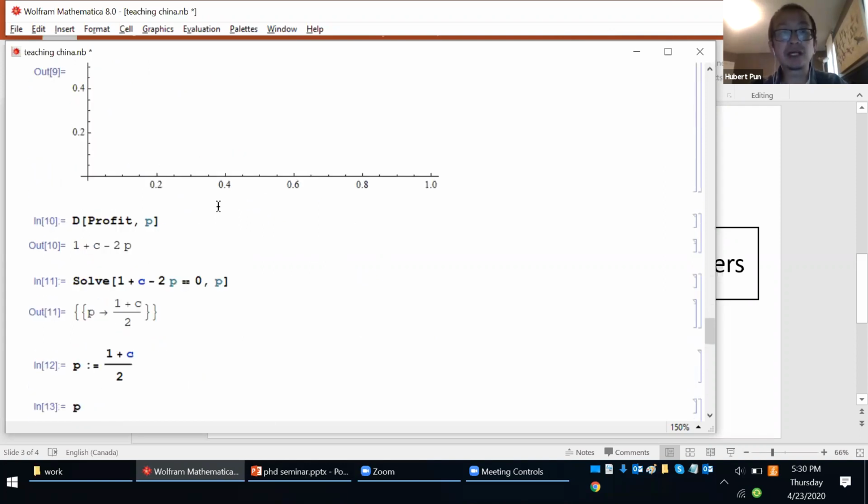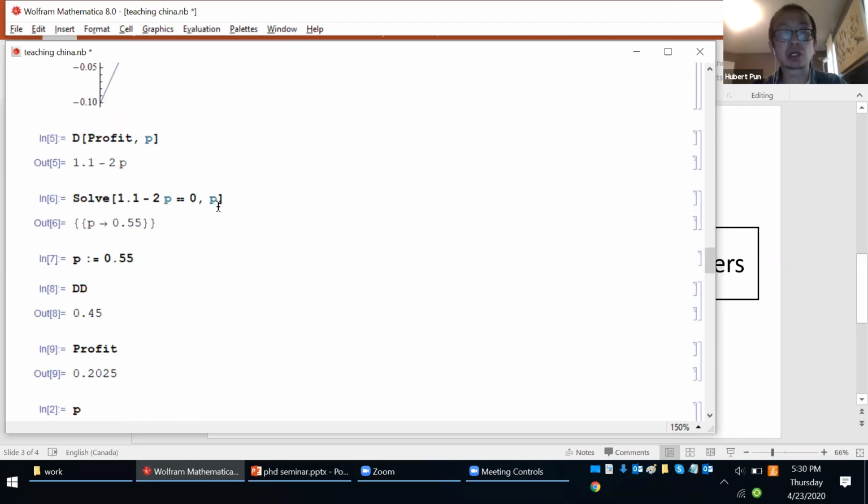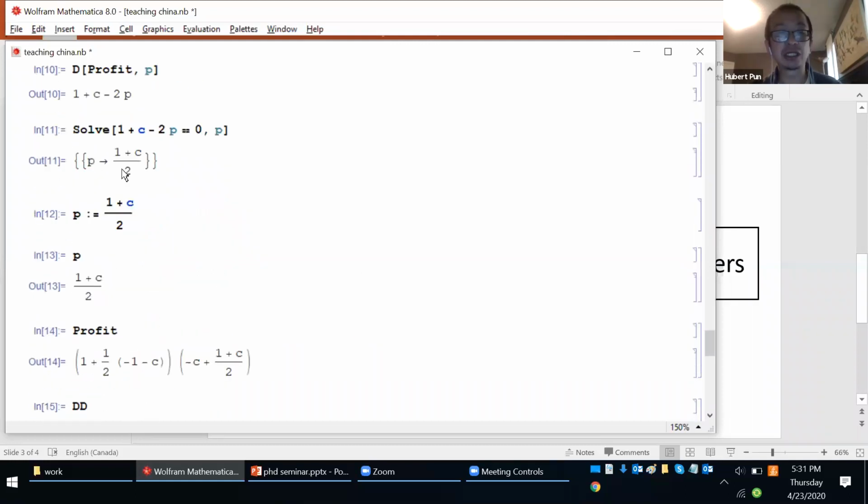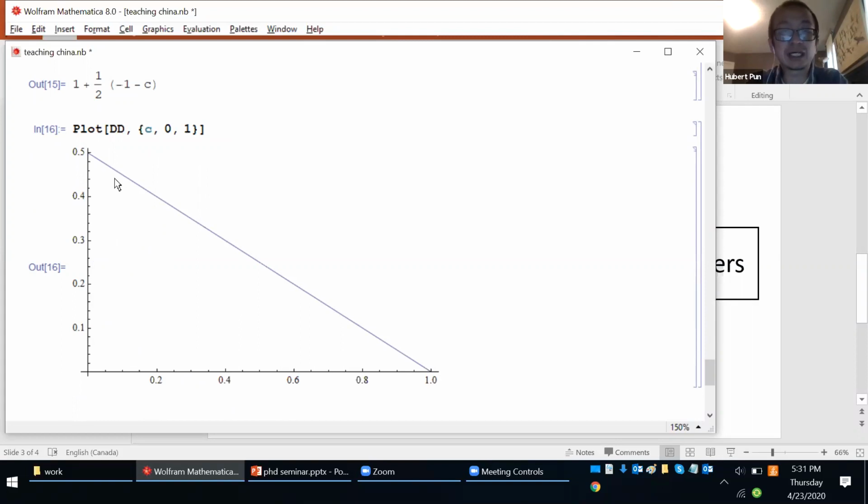And then we have also done another exercise where the cost equals 0.1. When cost equals 0.1, we find out that price equals 0.55, and the optimal demand equals 0.45. So that is actually this point. The x-axis is the cost, and when cost equals 0.1, the optimal demand would be 0.45 because the optimal price at that time is 0.55.